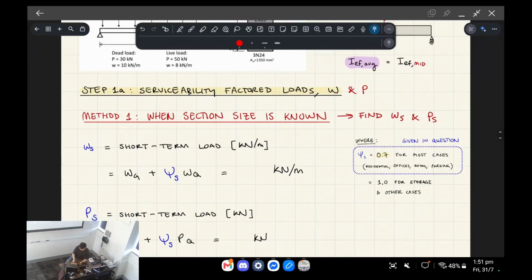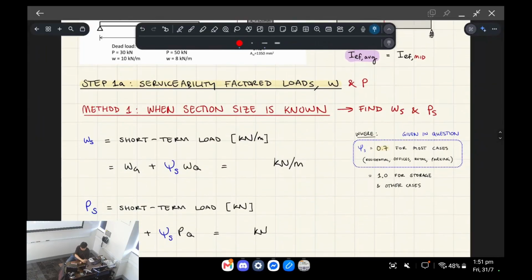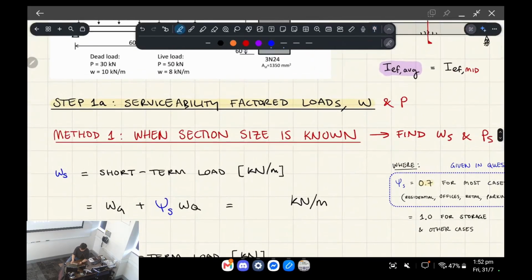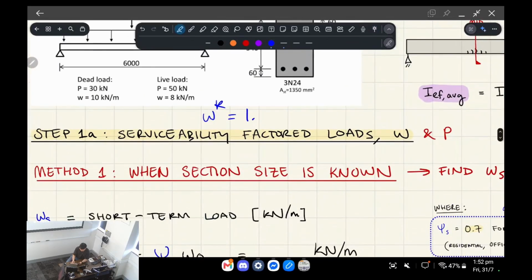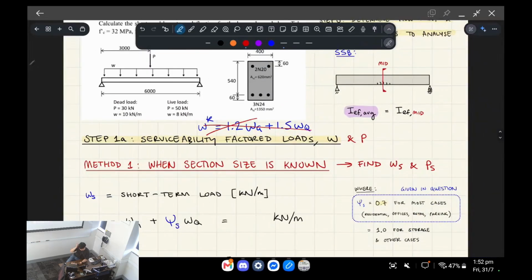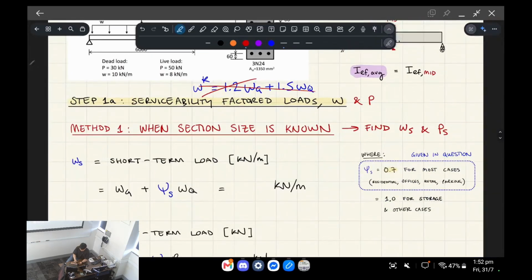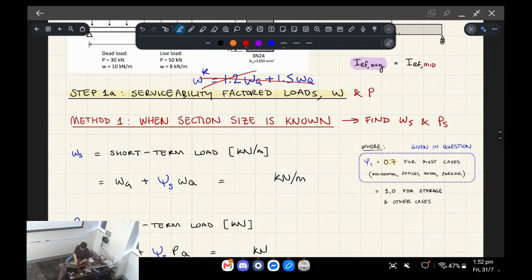Okay, so now we're going to calculate the serviceability factored loads, right? As I mentioned before, this is not the same thing as our ultimate case. You know how for our ultimate, when we're doing strength design, you go 1.2G plus 1.5Q and whatever. We're not going to do that, okay? So that's different to what we're doing. We're going to do a different load combination, and we'll start with the short-term load combination. I'll tell you why later.